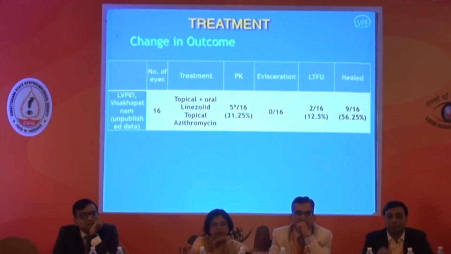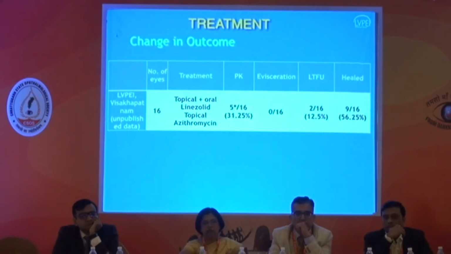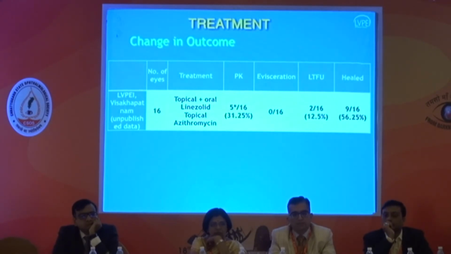When we looked at our own data of 16 cases, we noted that 5 of these patients had to resort to a corneal graft, but these are the ones that presented to us with very large infiltrates and perforation. But we didn't have to eviscerate any, and about 50% of this data healed. Subsequent to that, we have a couple of more cases which have added, and the success rate is close to around 70%, which is good for an infection of this kind.